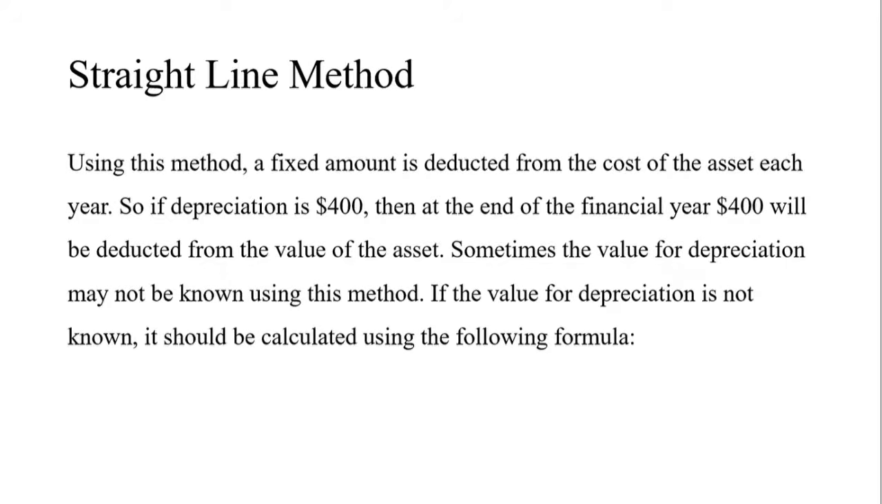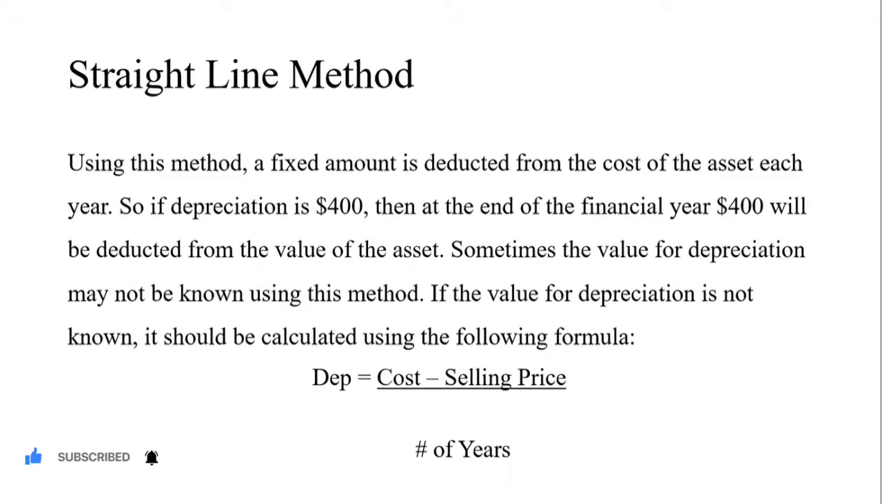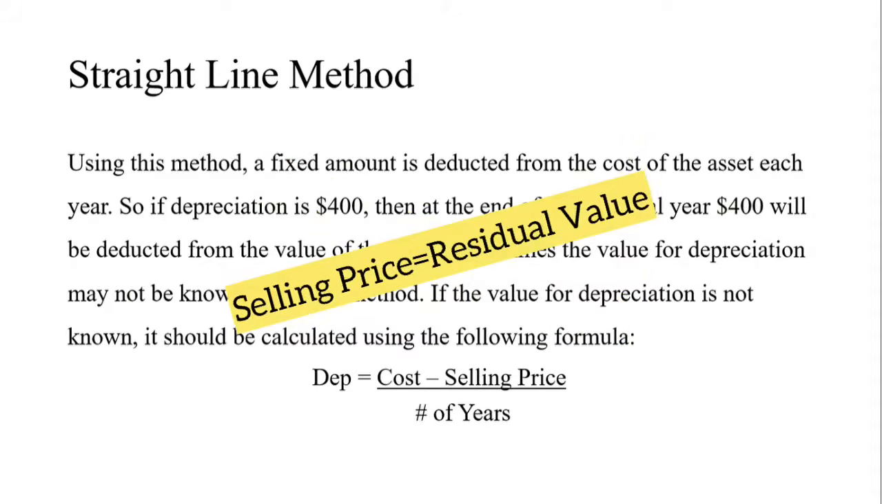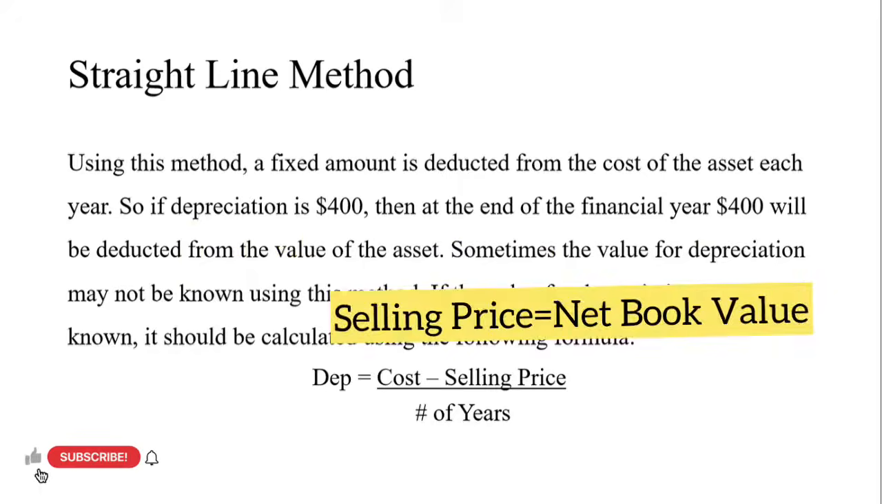Sometimes the value for depreciation may not be known in the straight line method. If the value for depreciation is not known, then we should calculate depreciation using the following formula: cost minus selling price divided by number of years. That is the formula that we would use in the straight line method if the depreciation figure is not known. And there are many different terms for selling price. You could say scrap value, you could say residual value, you could even say net book value, or you can obviously say selling price.